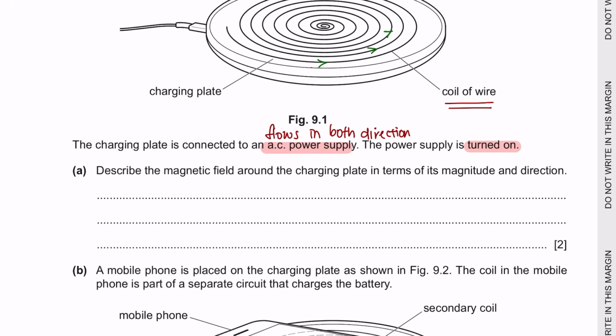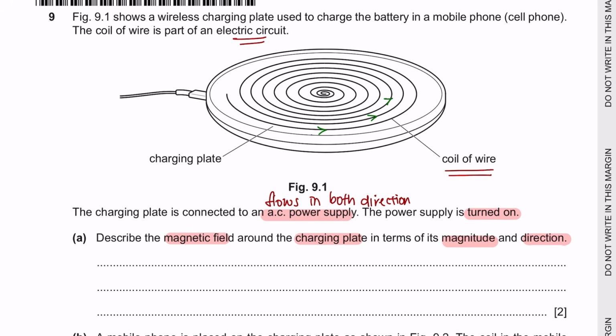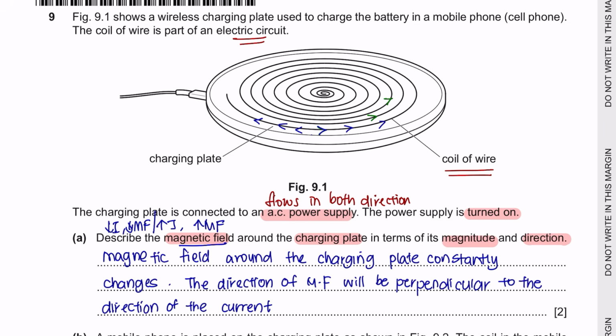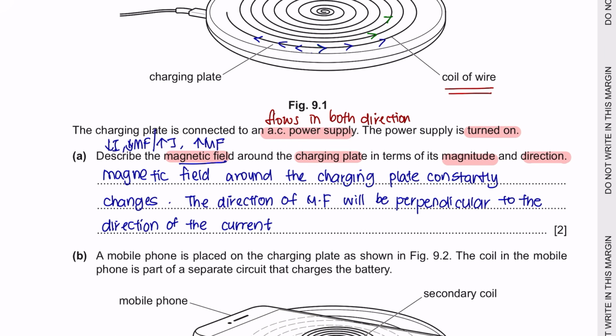Question A. Describe the magnetic field around the charging plate in terms of magnitude and direction. Okay, remember that current influences magnetic field. The higher the current, the higher the magnetic field. The lower the current, the lower the magnetic field. And if the direction of the current is changing, so will the direction of the magnetic field. So we can say that the magnetic field around the charging plate constantly changes since the current is constantly changing.